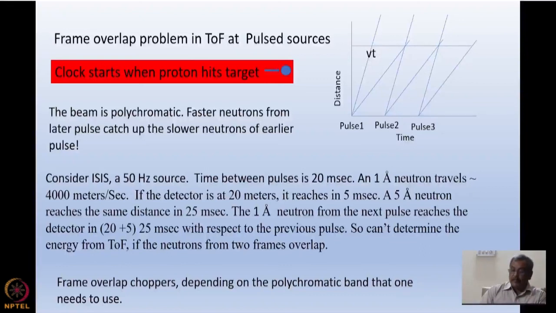Then the 1 angstrom neutron from the next pulse reaches the detector. It takes 20 meters, it gives 20 plus 5 milliseconds, because it takes 5 milliseconds to reach, and it started 20 milliseconds later. So it reaches at 25 milliseconds. So the 5 angstrom neutron of the previous pulse has been caught up by the 1 angstrom neutron of the next pulse. And so we can't determine the time of flight if I allow this frame overlap. So that's why we not only use polychromatic beams, but you also need to use frame overlap choppers, that is, restrict the wavelength band depending on how far we want to put the detector, and that depends on what is the resolution that you are demanding in these experiments.